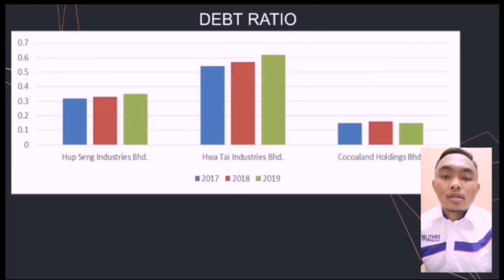Meanwhile, Huatai Industries Berhad shows that the debt ratio increased year by year, but Cocoland Holding Berhad is fluctuating year by year. The debt ratio Huatai Industries Berhad is 0.54 for 2017, 0.57 for 2018, and 0.52 for 2019. For the Cocoland Holding Berhad is 0.15 for 2017, 0.16 for 2018, and 0.15 for 2019.